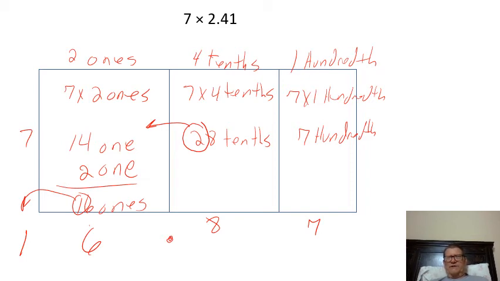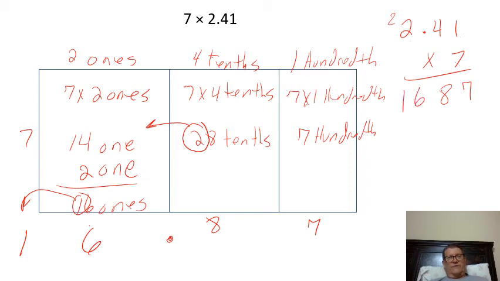Now, once again, let's do this with a standard algorithm. And we're going to multiply by 7. 7 times 1 first gives us 7. 7 times 4 gives us 28. We carry our 2. 7 times 2 is 14, and 2 is 16.